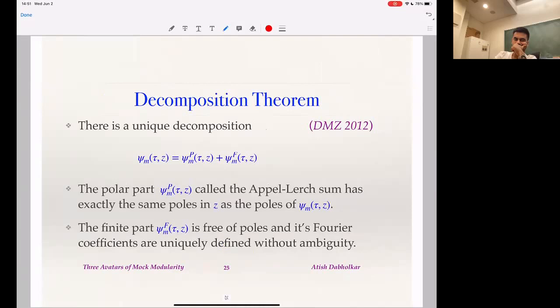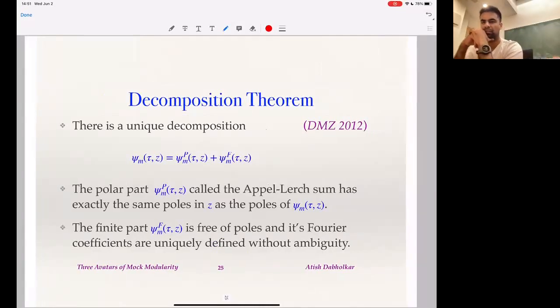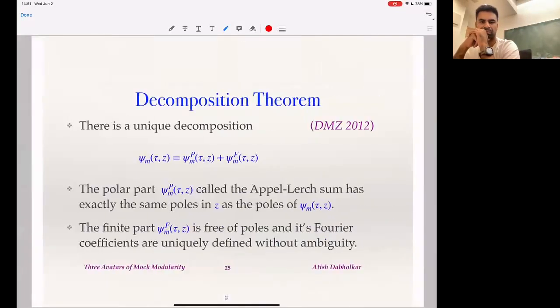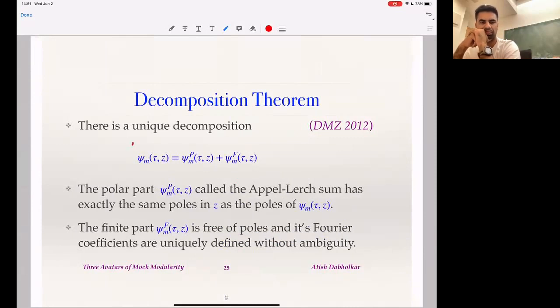But luckily for you, my former graduate student had just solved this problem. And so that's how we got into this collaboration. And we proved this theorem, following up on Zwegers' work, that there is a unique decomposition of this counting function: one which has no poles and is completely finite, and one which has exactly the same poles as the original function. And this is called the polar part.